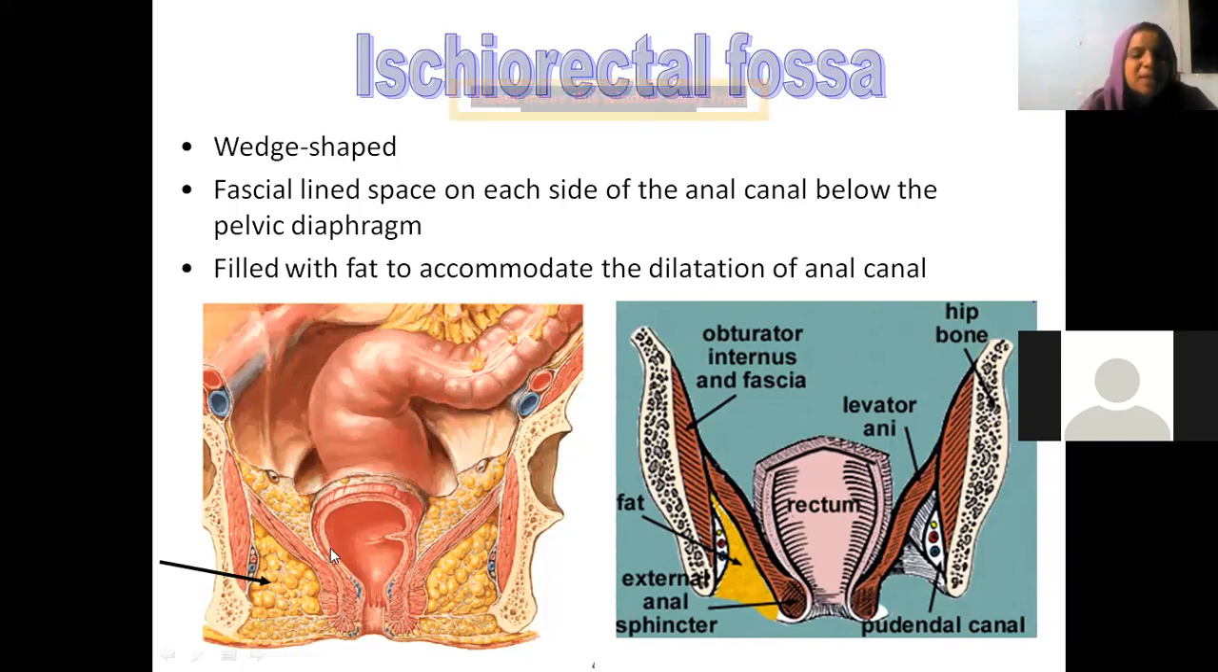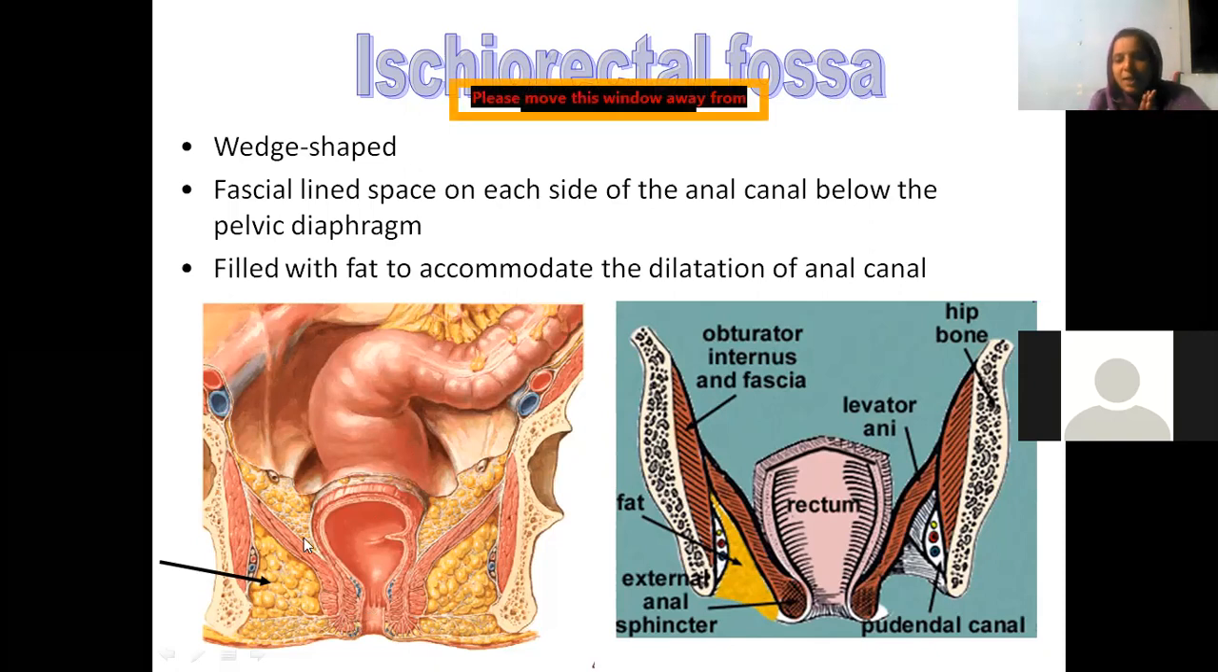Suppose when the person is passing fecal matter, stool, okay, what happens? The internal and external anal sphincters will relax, isn't it? So when it relaxes, there should be some free space where it can expand, isn't it? That is possible only if on either side of the anal canal fat is there. So that fat will let the anal orifice open up so that fecal matter comes out. That's it. So it is filled with fat to accommodate the dilatation of the anal canal to facilitate defecation.